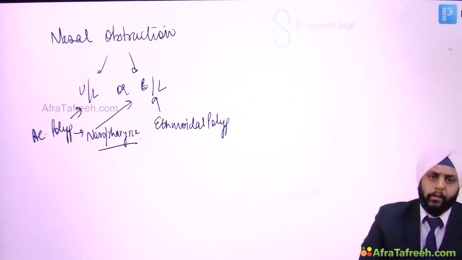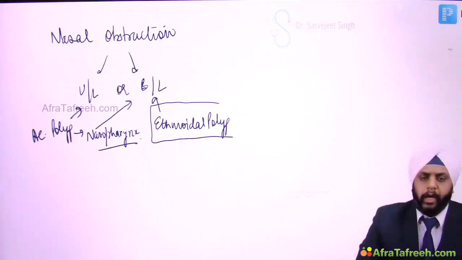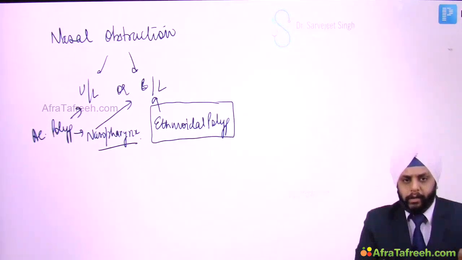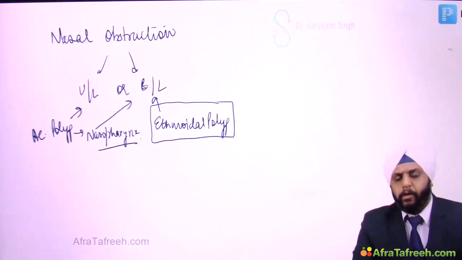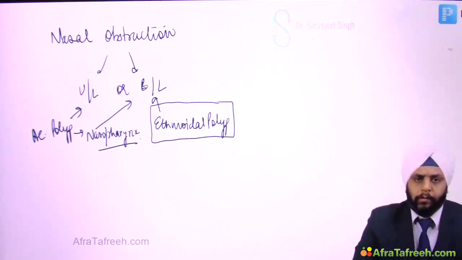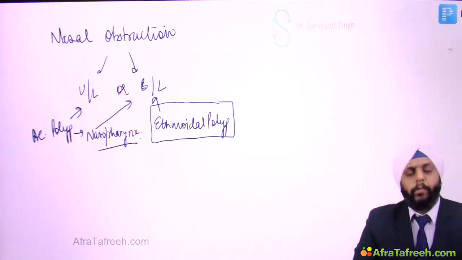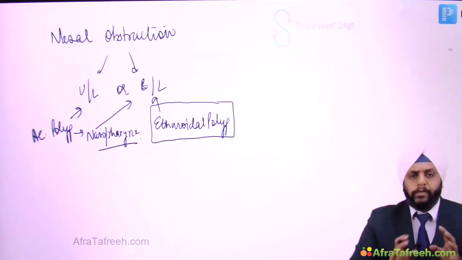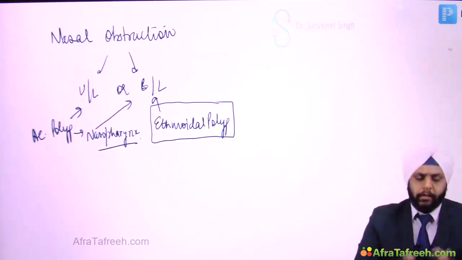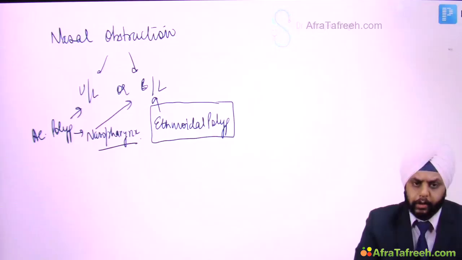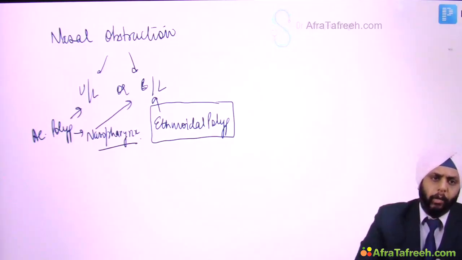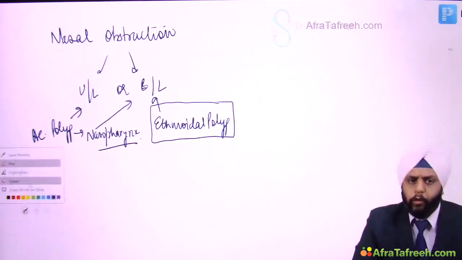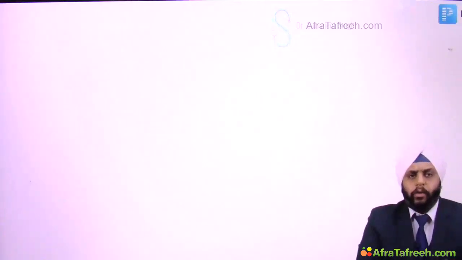Similarly, sometimes with ethmoidal polyps, on one side they are small and on the other side they are big. So initially the patient has unilateral nasal obstruction, which in late stages may convert into bilateral nasal obstruction, right? So it's not compulsory that they present as unilateral or bilateral, but yes, they all present with nasal obstruction.